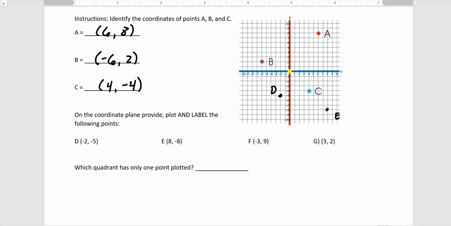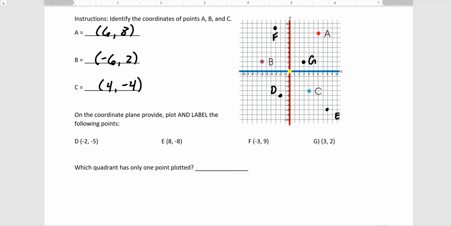And then we have negative 3, 9. So that would be left 3, up 9. That would place me right here. That would be letter F. And then letter G, 3, 2. So that would be right 3, up 2. There is point G. Fantastic.